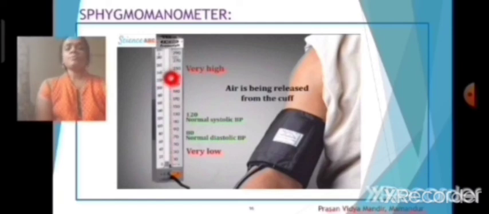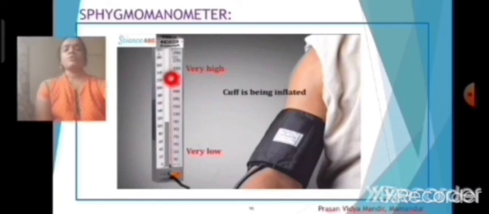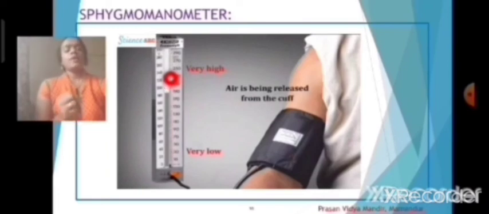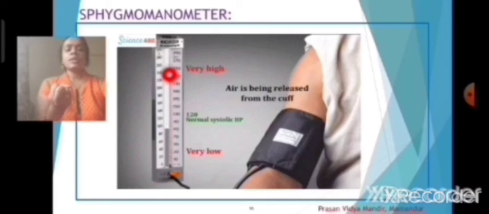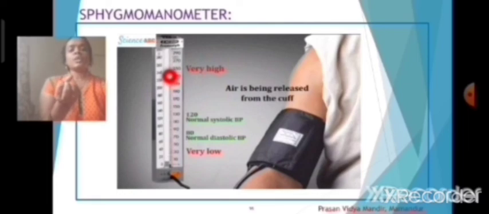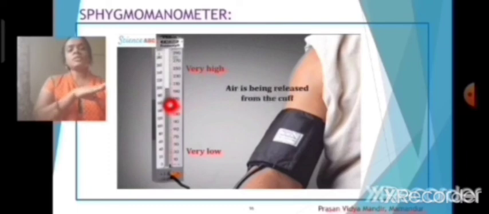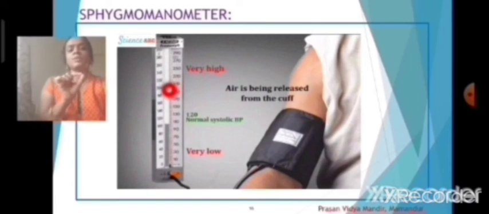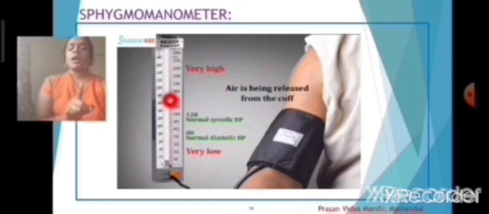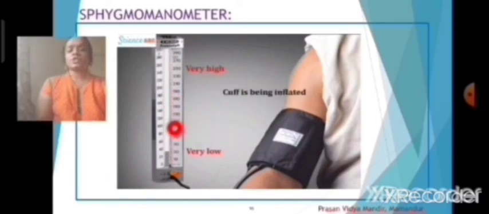At a particular point it exceeds the pressure of the artery, and the flow in the artery is stopped. After that we gradually release the pressure in the bulb, so the mercury again tends to come down. When the mercury level reaches the level of the arterial blood pressure, the two pressures meet. By that time we will hear a sound, and systolic pressure will be noted there.